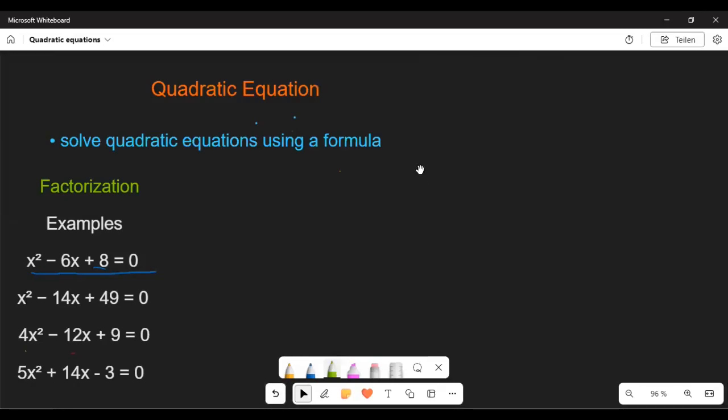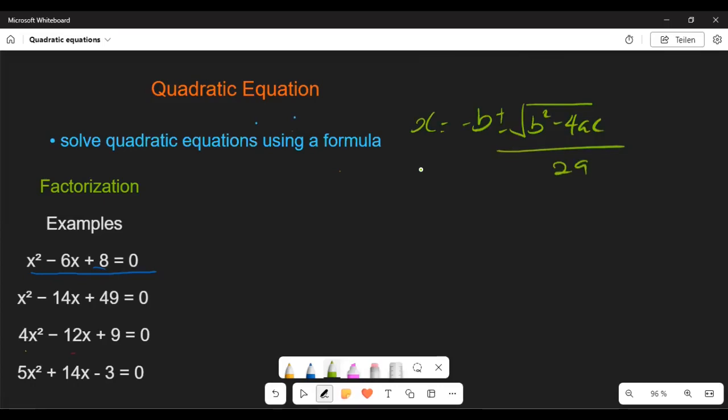Okay, so which formula am I talking about? If you're asked to solve a quadratic equation using the formula, this is the formula: x equals minus b plus or minus the square root of b squared minus 4ac, over 2a. What are these a, b, c?